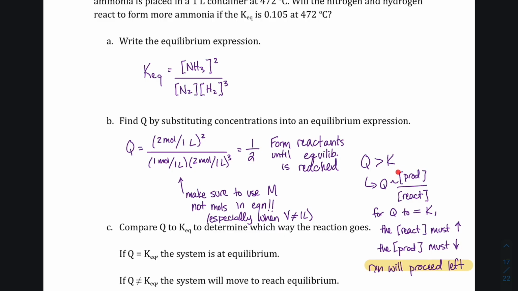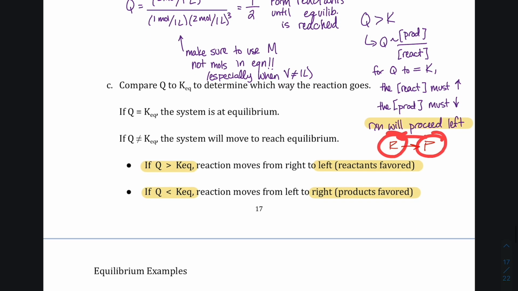So for Q to drop down to be the same as K, we either need to lower the products or increase the concentration of the reactants. So what that means is the reaction is going to proceed left, and we are going to make more reactants and fewer products. This is something you shouldn't memorize. This is something you should be able to think through, knowing that Q is equal to products over reactants, and knowing that Q is eventually going to equal K.